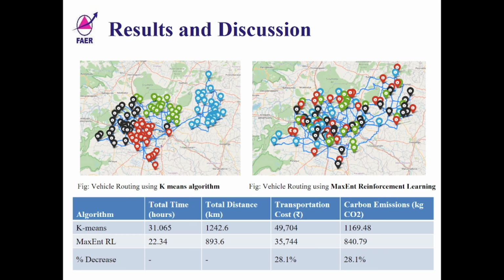The transportation cost is also reduced from 49,704 to 35,744, and the carbon emission is reduced from 1,169 to 840 when we have used the maximum entropy reinforcement learning algorithm, which proves that our algorithm is performing better than the heuristic algorithm, which denotes that our product is successful in displaying the route and planning the route in an efficient manner.